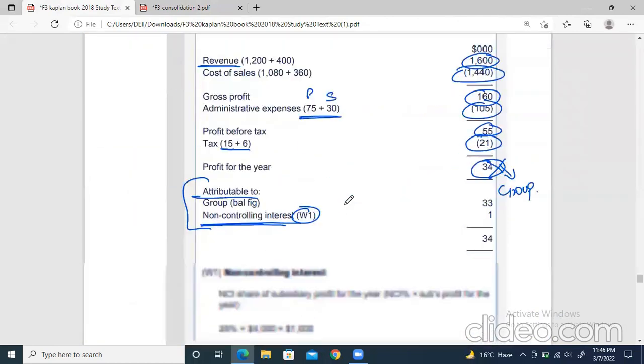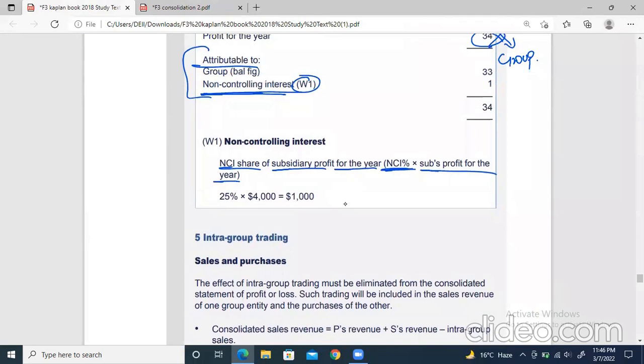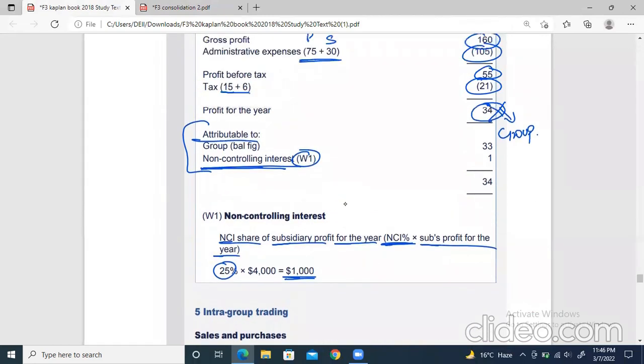So 4,000 multiplied by 25, it will give us $1,000 over here. Now this is the profit that will be going to NCI, right? And the other profit out of this 34 will be going to the group. Group basically includes the parent and subsidiary. And this is just belonging to the NCI.